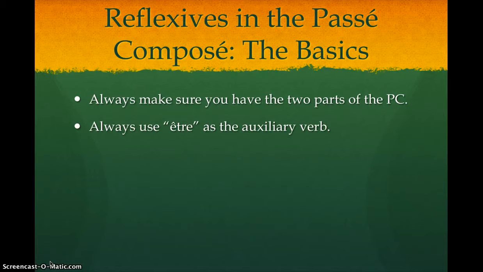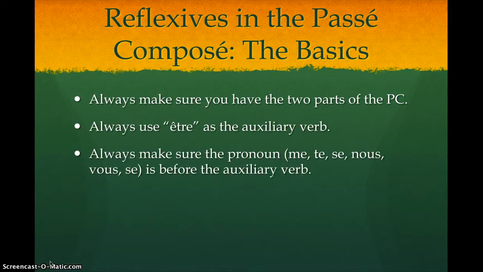Always use être as the auxiliary verb. There are no exceptions to this. When you have reflexives, être has to be your auxiliary verb. Okay, avoir doesn't exist anymore for you. Always make sure the pronoun me, te, se, nous, vous, se is before the auxiliary verb.